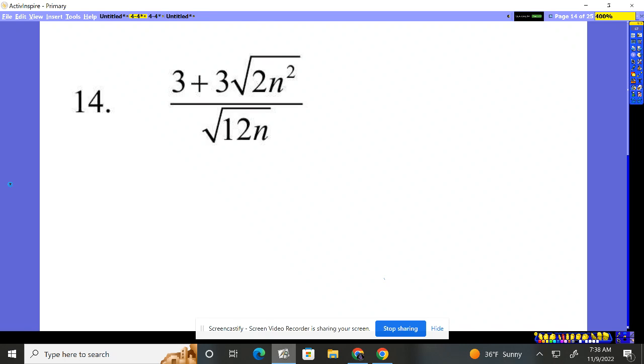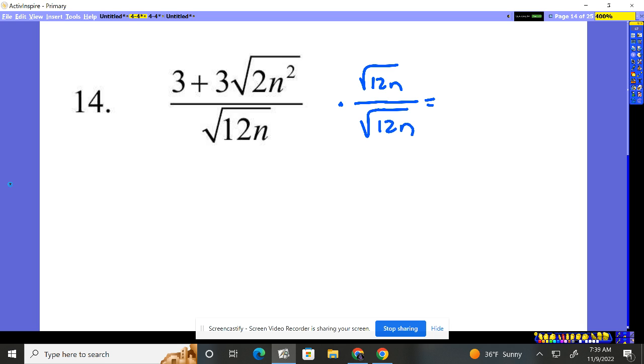Number 14. Okay, we need to clear out the radical in the bottom. So let's multiply by, let's turn on our pen. That'll help us first. Let's see what happens. Let's multiply, there we go, by root 12n. Okay, now you could simplify it first, but let's just do it this way. I think it might be easier for us. So let's see what we end up getting.